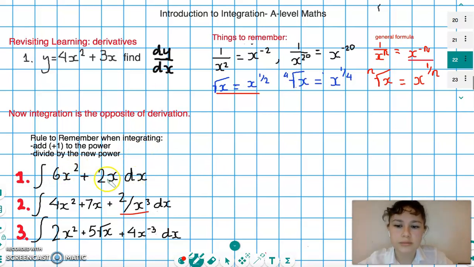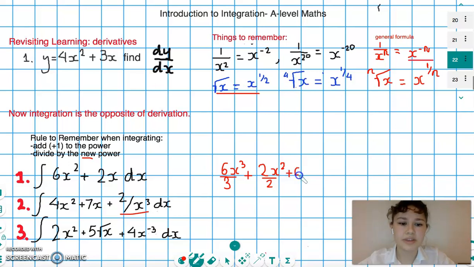So we have 6x squared plus 2x. We add 1 to the power, which is 2 plus 1. That's 6x to the power of 3. Divide by the new power being 3. Plus 2x to the power of 1. Remember, anything to the power of 1 is just that. 2x to the power of 1, so add 1, that'd be 2x squared, divide by 2, which is a new power that we just got, plus c.